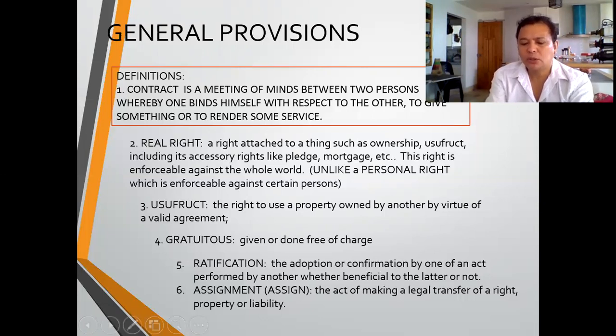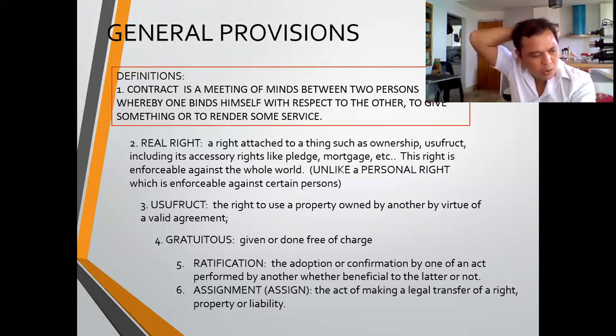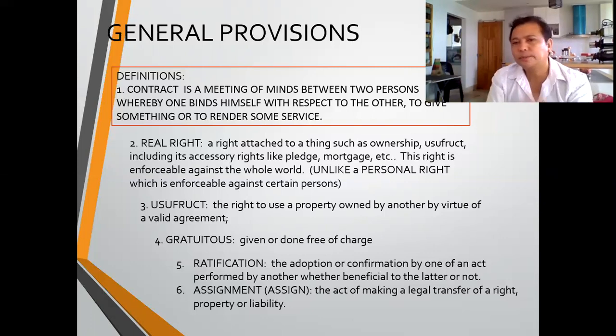So usufruct is a term which is used if a person has a right to use a property which is owned by another, probably by virtue of a valid agreement. So there's an agreement that you can use his property. Gratuitous, on the other hand, is a term to describe if it is free or given without any charge. Freely given by the owner to you without any charge.